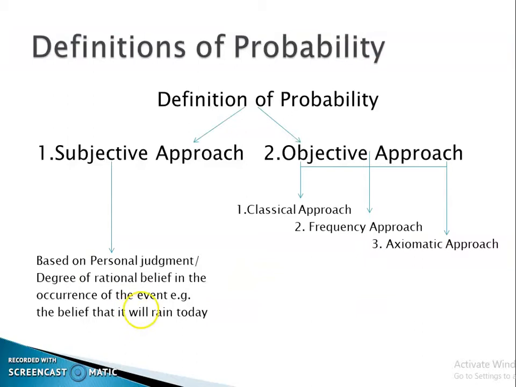Definitions of probability. Usually, probability of an event is defined in any one of the following two approaches. Number 1, subjective approach, and number 2, objective approach. Subjective approach is based on personal judgment or degree of rational belief in the occurrence of an event. For example, the belief that it will rain today. Whereas objective approach consists of 3 types of approaches: classical approach, frequency approach, and axiomatic approach.